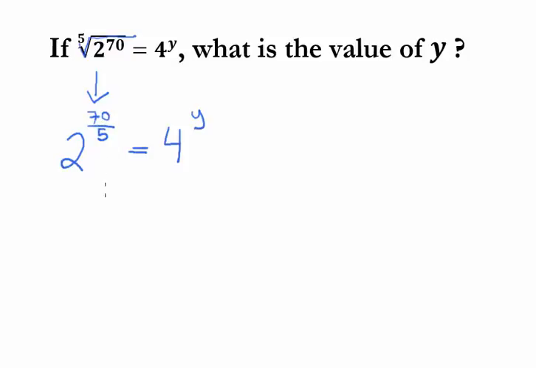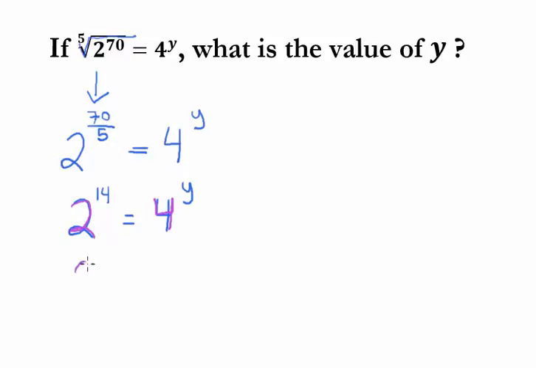Let's just do a little math. 70 divided by 5. 2 to the 14th power is equal to 4 to the y power. So y is equal to 14, right? There's an exponent here, there's an exponent here. No, y is not equal to 14. Why not? Because you can only do this sort of pattern matching of exponents if they have the same bases, but they don't have the same bases. There's a 2 here and there's a 4 here. So let's get them to have the same bases, okay?